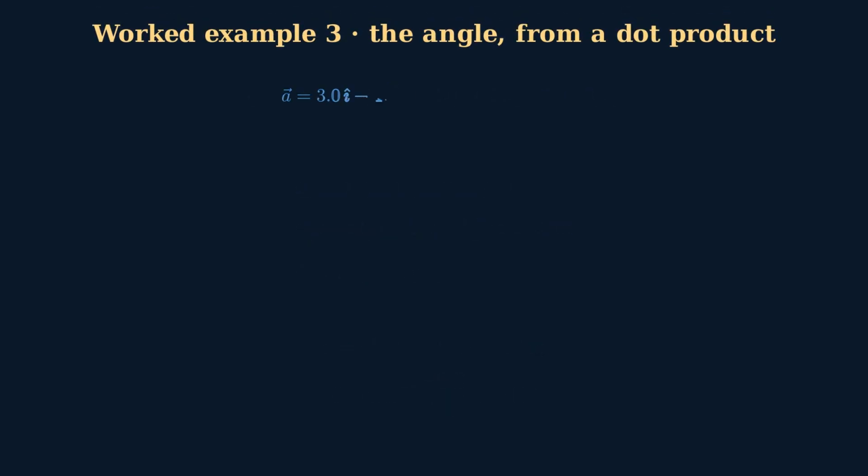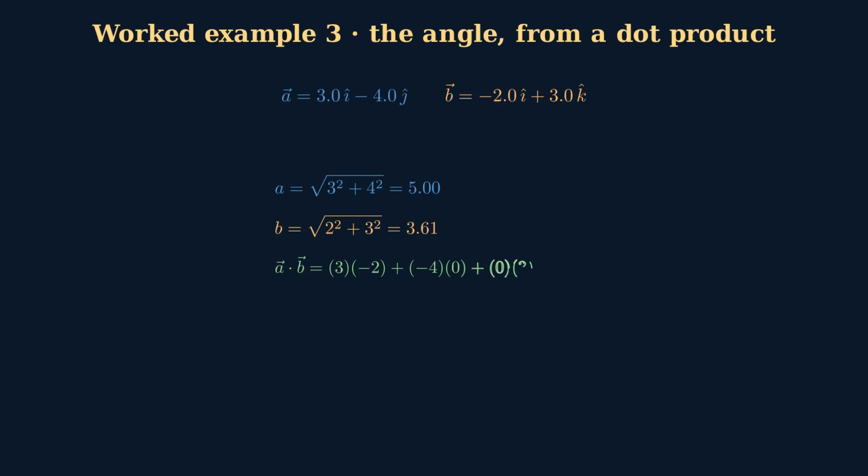Last one, and a beautiful use of the dot product, finding the angle between two vectors. First, the magnitudes, A is 5, B is about 3.61. Then the component dot product, 3 times minus 2, plus the rest, gives minus 6. Now rearrange the geometric definition. Cosine of the angle is the dot product divided by the two lengths. That's minus 6 over 18, and the inverse cosine gives about 110 degrees.